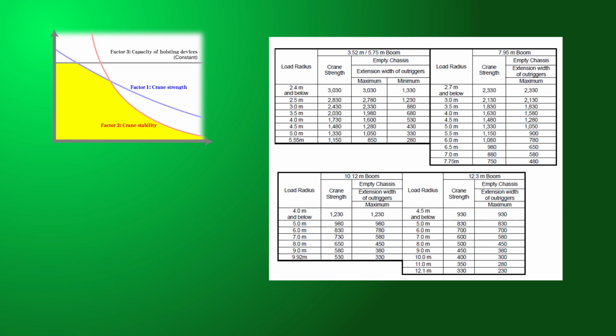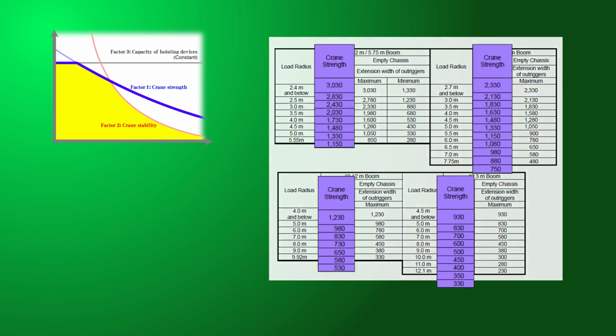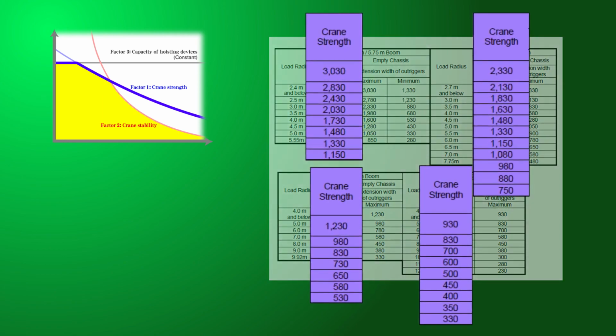This shows 2 types of crane capacity. The first type is crane strength rated capacity, and the second is empty chassis rated capacity. Crane strength capacity is determined by Factor 1, crane strength, and by Factor 3, capacity of the hoisting devices. Crane stability is not considered.